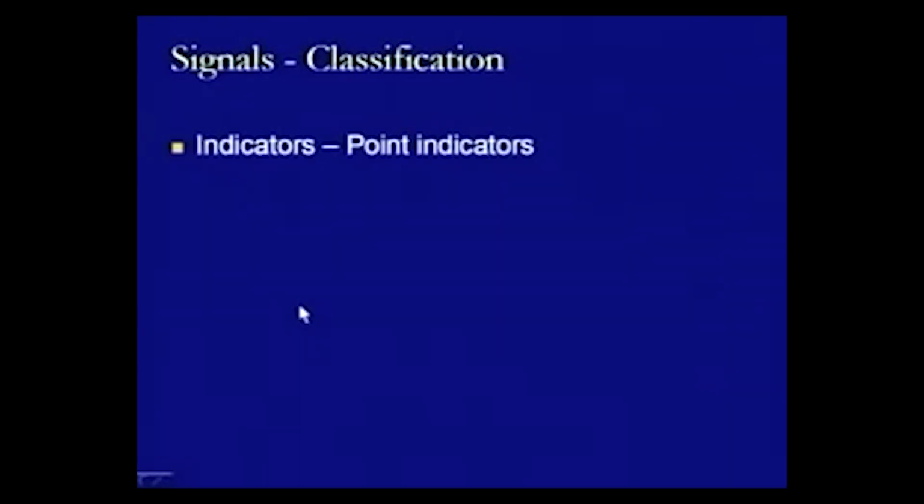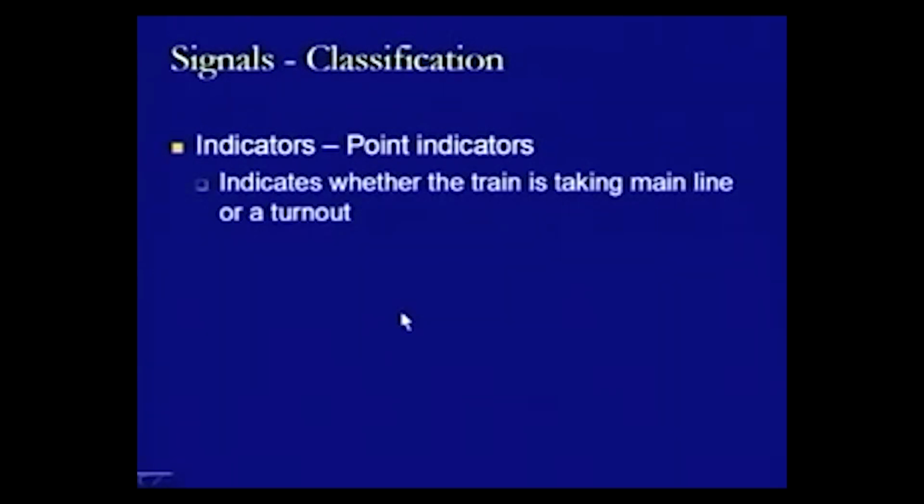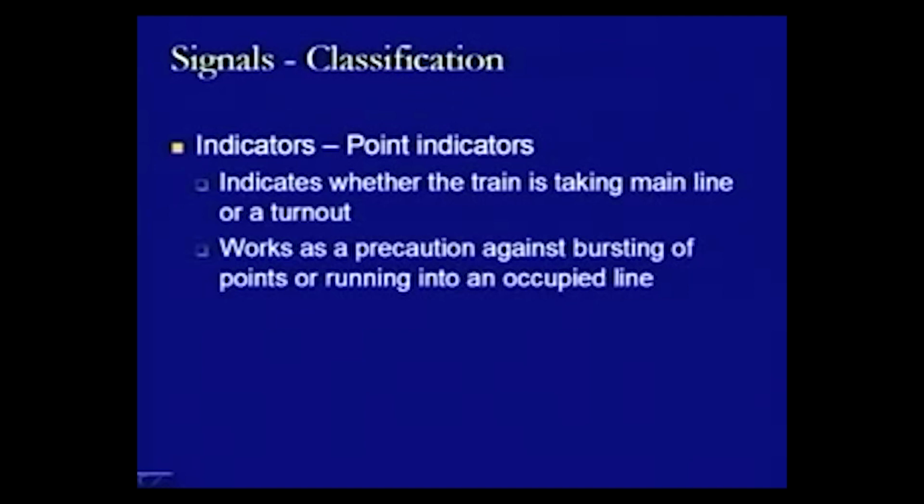Now, we come to the different types of indicators. As we have seen, we can provide indicators for different specific conditions, like point indicators, which indicate whether the train is taking the main line or a turnout. As soon as the train is crossing the points, the driver will find an indicator just before that which defines whether you are going towards the point or towards the main track, and it works as a precaution against bursting of the points or running into an occupied line. That is how it helps the driver.